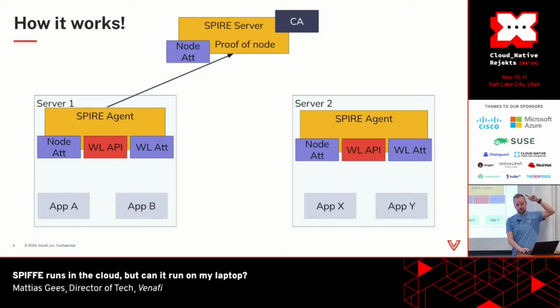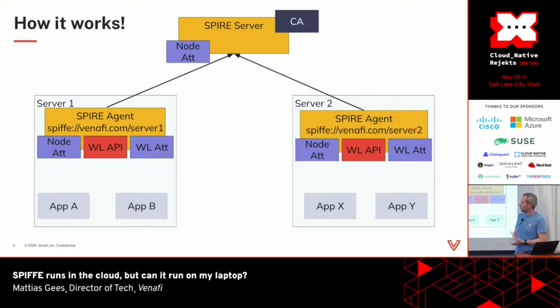The Spire server is going to use its own node attestation to verify that information. And if it all checks out, it's going to create a SPIFFE identity for that server and send that back to the Spire agent. From then on, all of the communication between the Spire agent and the Spire server is encrypted with that SPIFFE ID, and mutual TLS is in place. We're duplicating this for our other server as well.